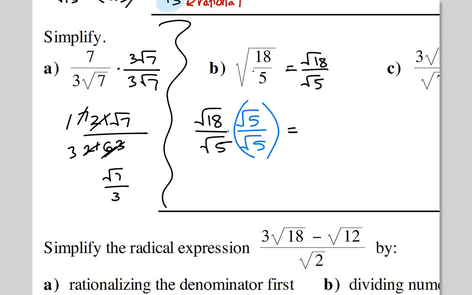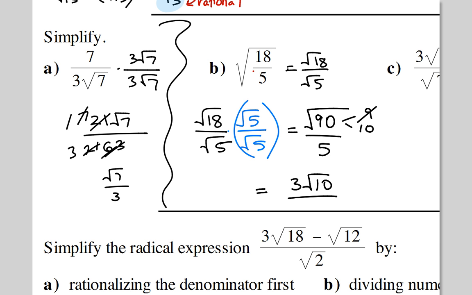18 times 5. Oh, 90, thank you. That's root 90 all over 5. That's why we do that. It makes it so nice. Like root 5 times root 5, it's just 5. Now 90 is 9 times 10. The 9 will come out as a 3. So you have 3 root 10 over 5.